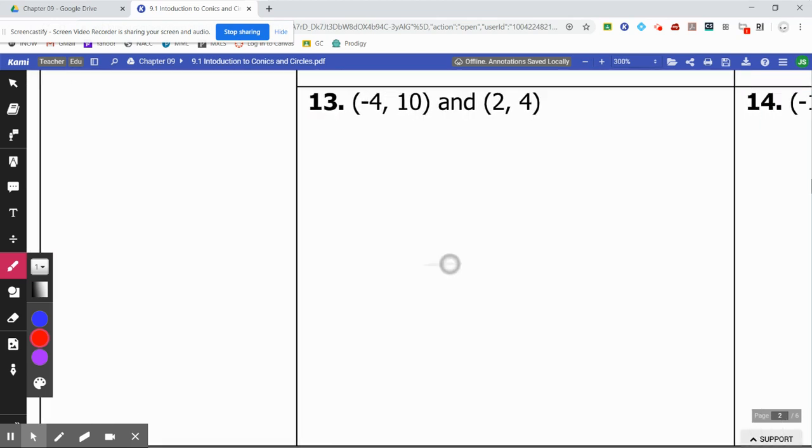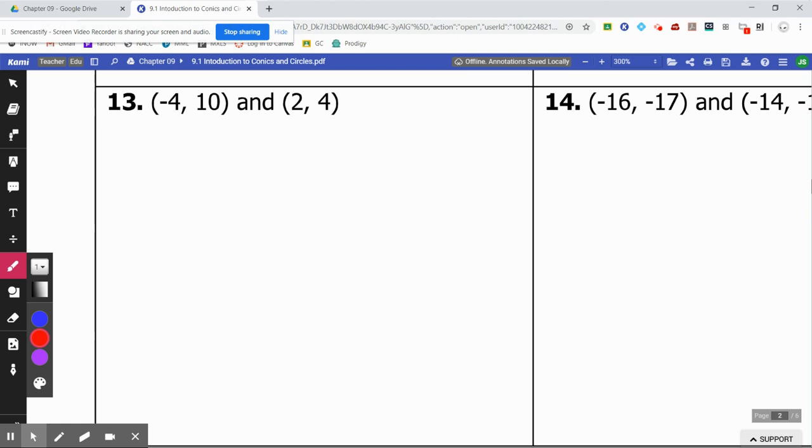Number 13. First off, this is the endpoints of the diameter. So we're going to find the midpoint to find the center of the circle. Add your x's, gives you -2, divided by 2. Add your y's, gives you 14, divided by 2. Our midpoint would be -1, 7. Therefore, our circle got moved left 1 by doing the +1. And to move it up 7, we'll have to do -7.